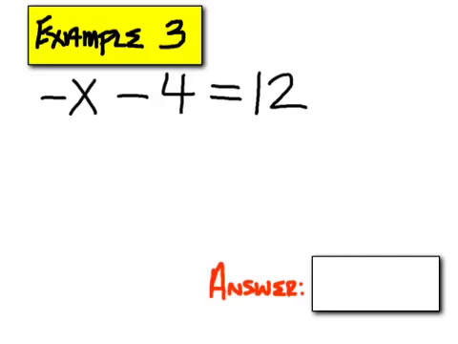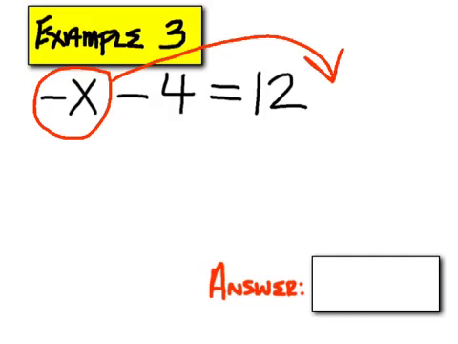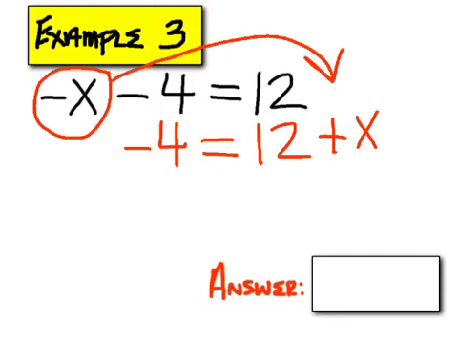Okay, example 3. Negative x minus 4 is equal to 12. We have a negative x in this case. That means we're going to have to move that to the opposite side to make it positive. So after completing our first step, we have negative 4 left on the left side. On the right side, we have 12 plus x.